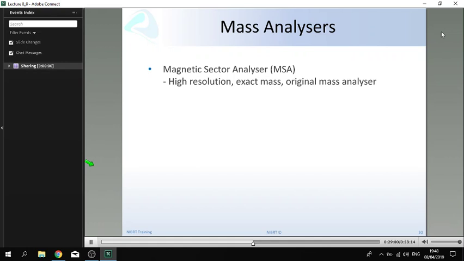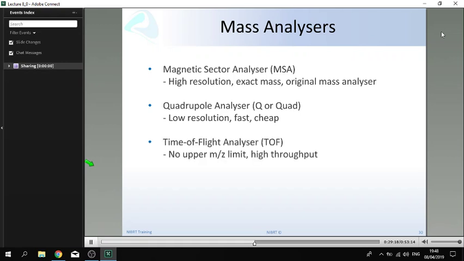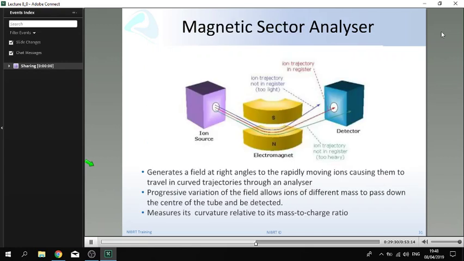So one of the first, or original, mass analyzers would be the magnetic sector analyzer, or MSA, which gives you really high resolution and really exact mass. Then the ones that are used in biopharma more would be the quadrupole analyzer, or Q or quad analyzer, which gives quite low resolution, but it's quite fast and cheap. Then we have the time of flight analyzer, or TOF, which gives you high throughput, and you actually don't have any upper limit on your mass to charge ratio.